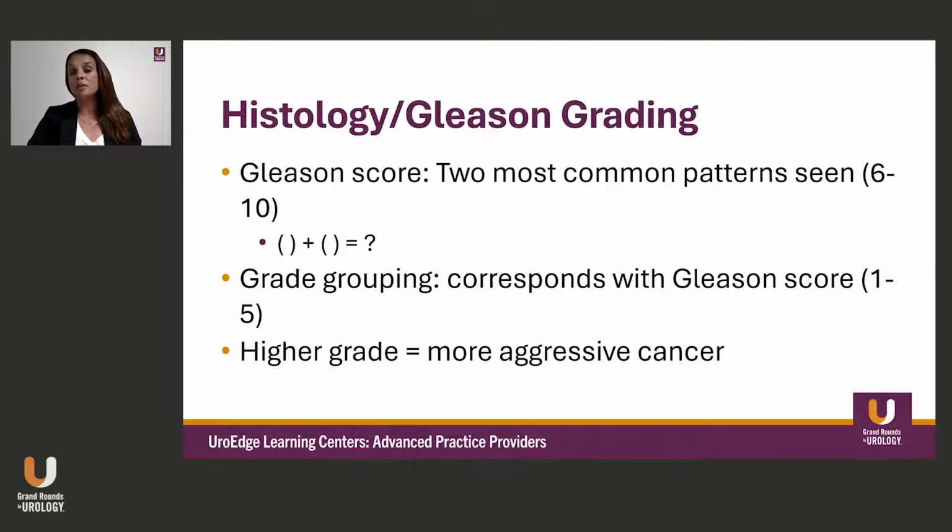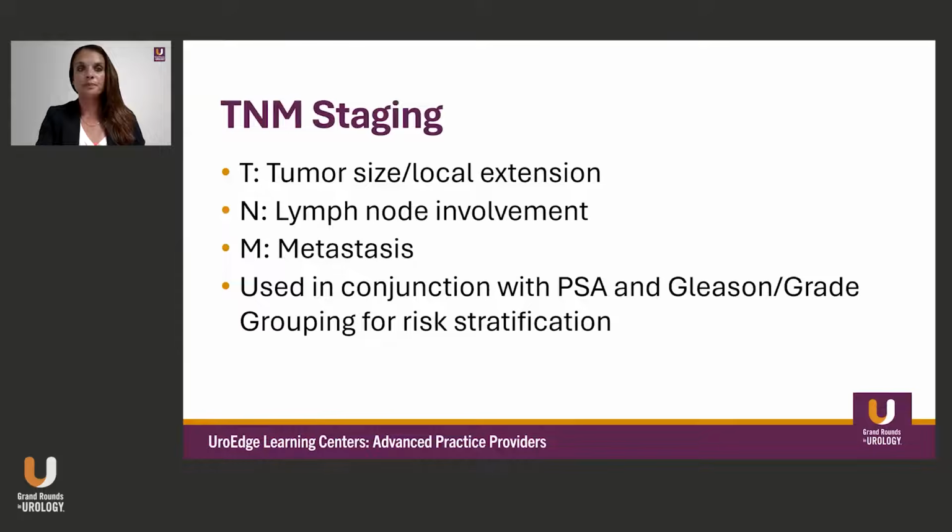And part of the reason that we've seen a change to grade grouping is that a Gleason score of 6 to 10 was concerning to a lot of less educated patients because they hear 6 on a scale of 1 to 10, that's very concerning. So if we break it down, it's a little bit easier to understand when we're looking at grade grouping of 1 through 5. The higher the grade in either case indicates more aggressive cancer.